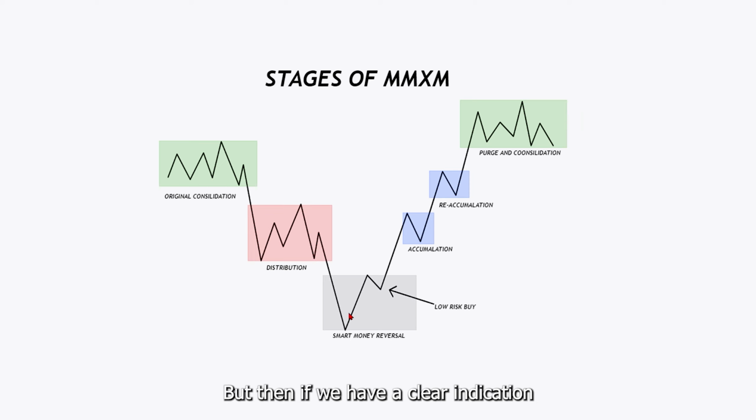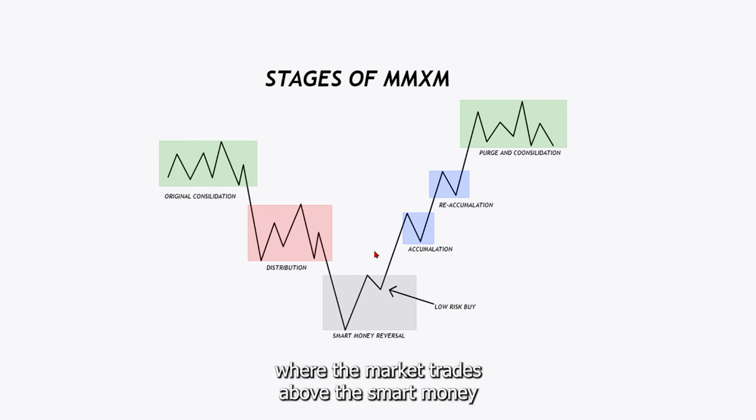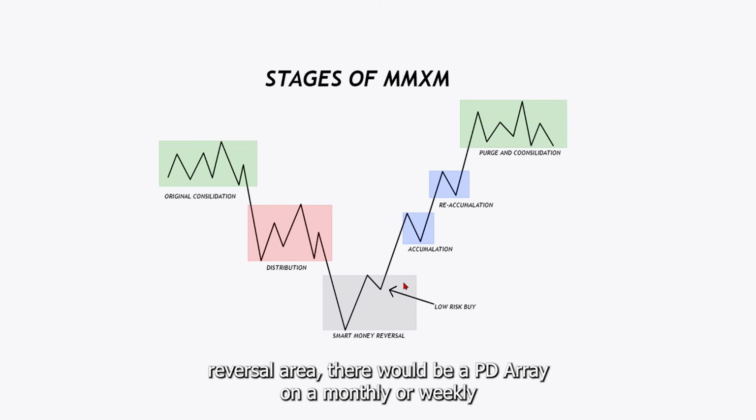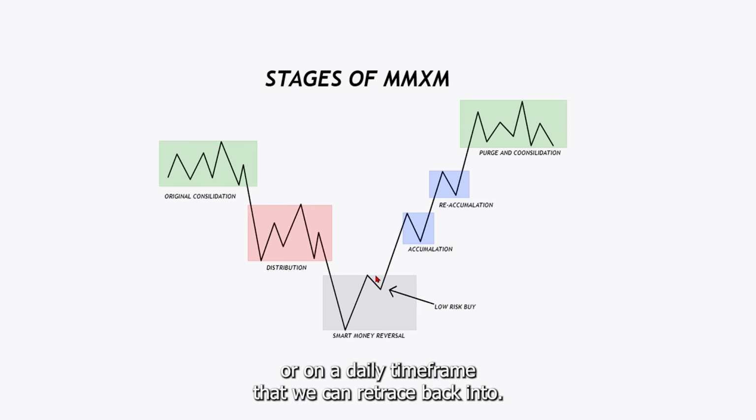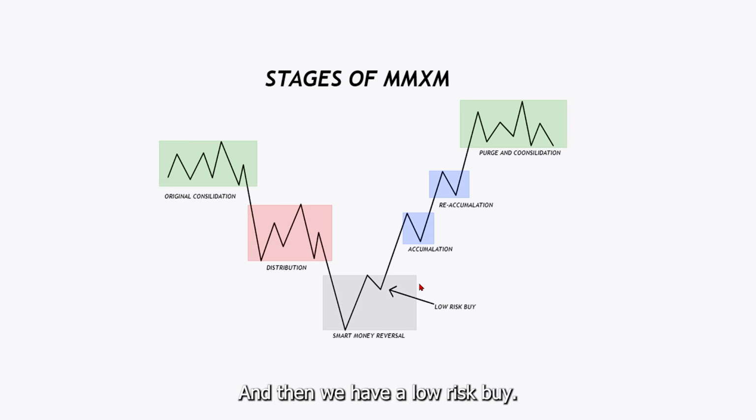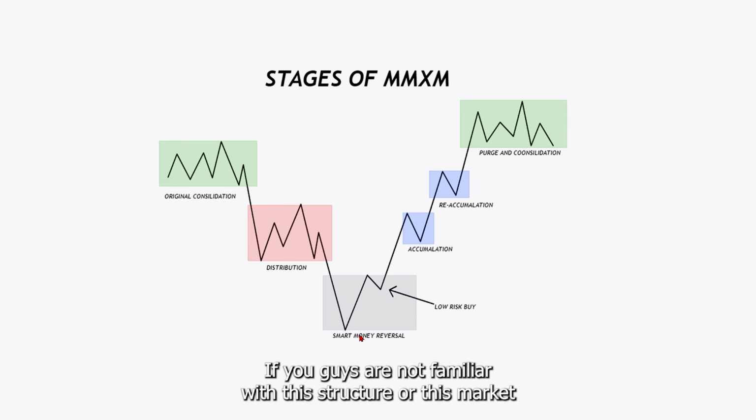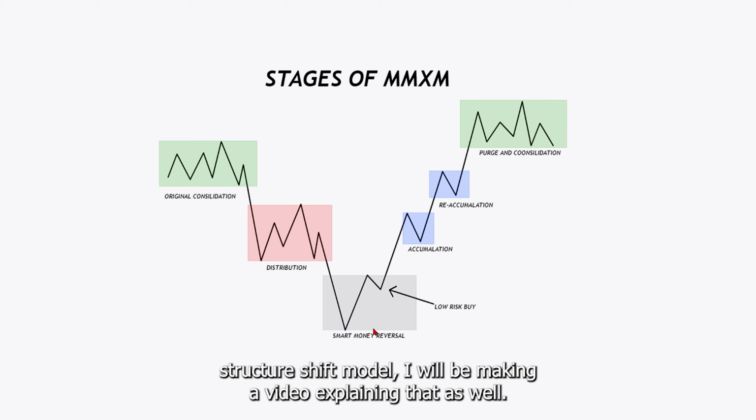But then if we have a clear indication where the market trades above the smart money reversal area, there would be a PD array on a monthly, weekly or daily time frame that we can retrace back into, and then we have a low risk buy. If you're not familiar with this structure or this market structure shift model, I will be making a video explaining that as well.